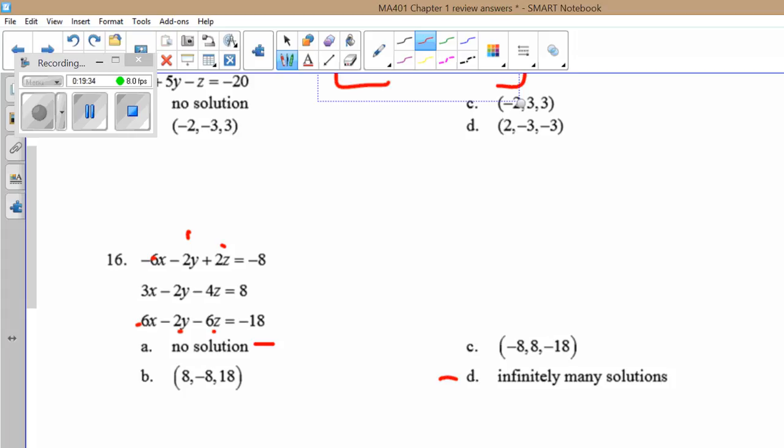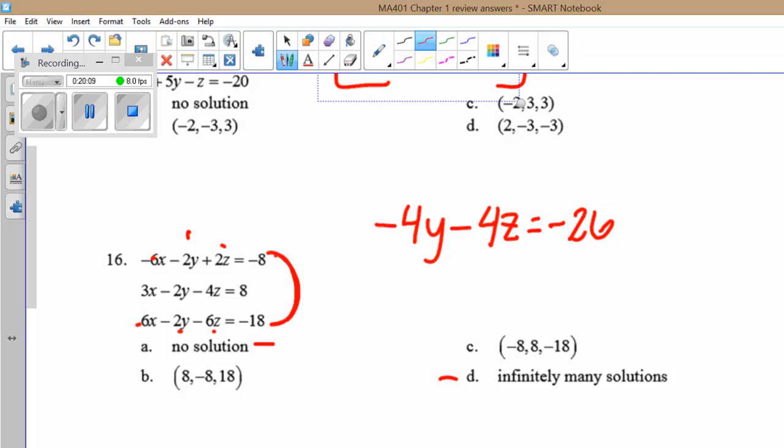So what do you want to do? Can we just combine these two here, the first one and the third one? Because a negative 6x plus a positive 6x would cancel, and then we would get negative 4y minus 4z, and then equals, what is that? 8 and 18, negative 26.